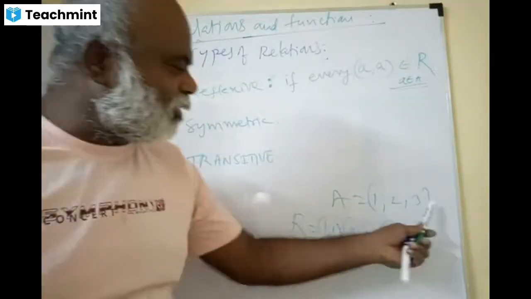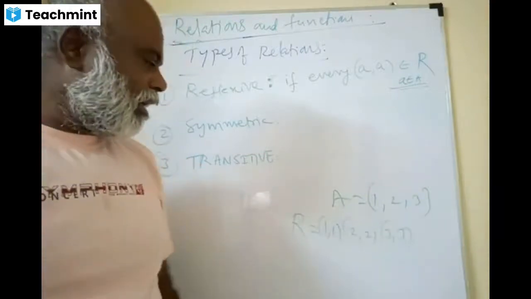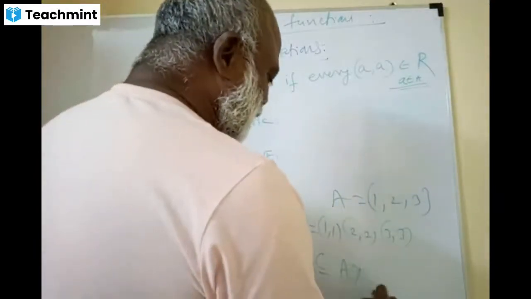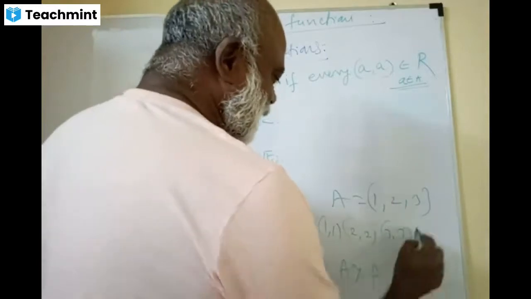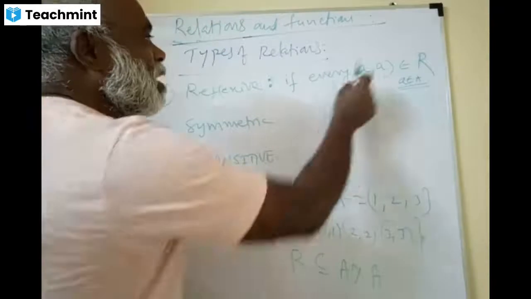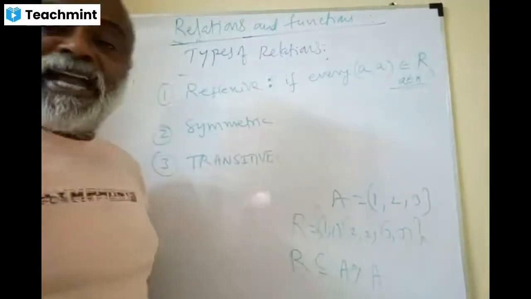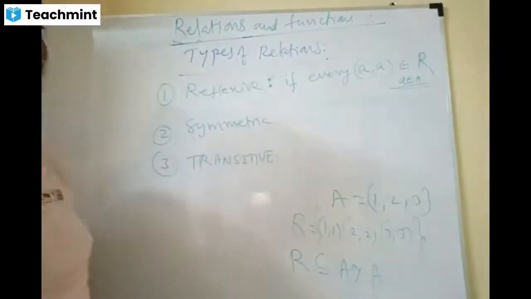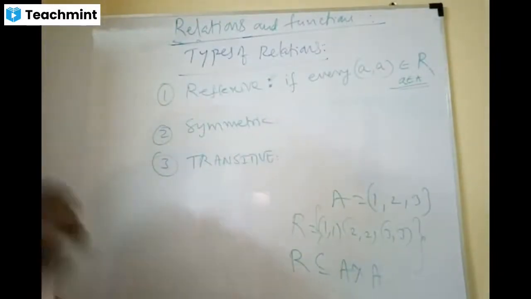If A is {1, 2, 3}, relation R is a subset of A cross A. Now, A cross A, that is this idea. You have to follow that. (a, a) belongs to R. Reflection. Reflection of a is what? a only. That's the beautifully named reflexive relation.